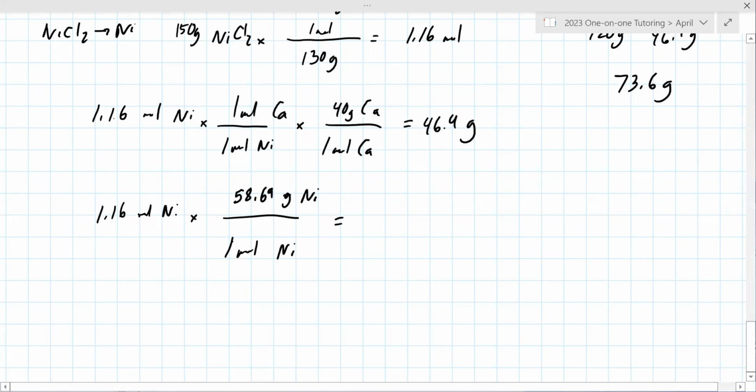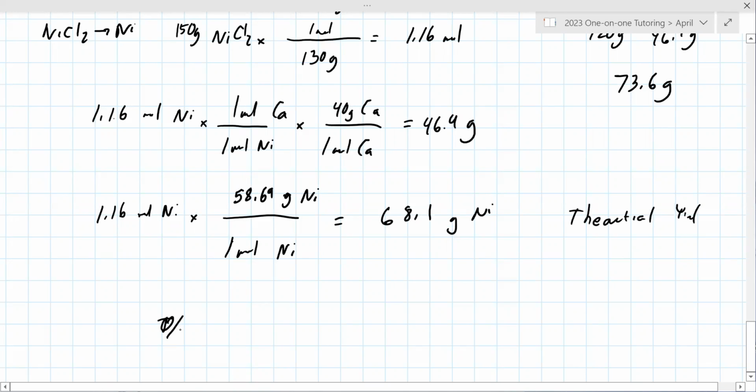So we get that number, and that's the theoretical yield. It's like under perfect conditions, which never happens. If you think of baking, it's like, if it works out perfectly, you don't spill anything, all that stuff that happens. And we got 1.16 times 58.69, so that's 68.1 grams of nickel. And that's the theoretical yield, if everything worked out perfectly.